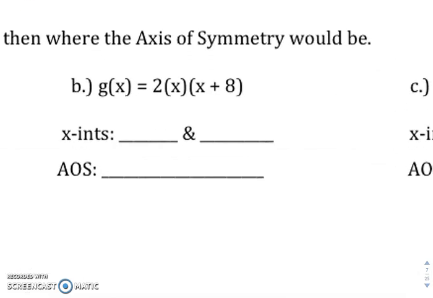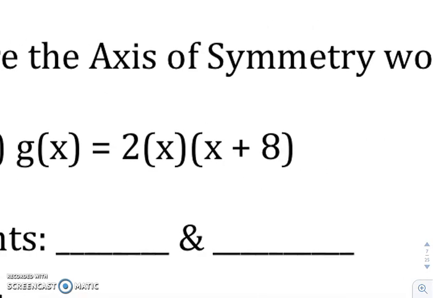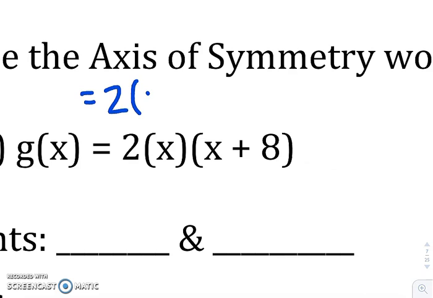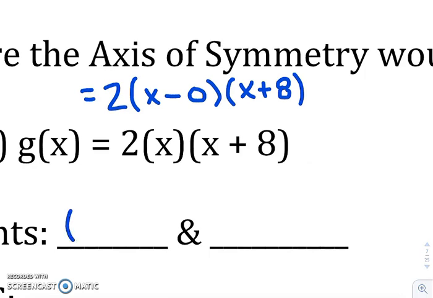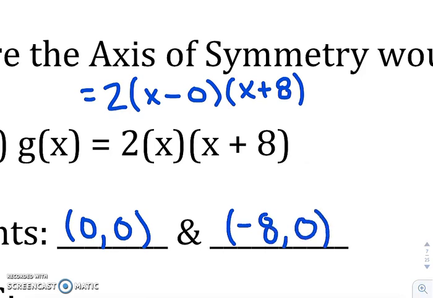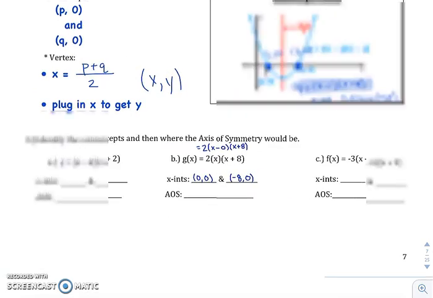So if we look at B, even though there's not a number inside there with that x, we can always put a plus or minus 0. That won't change the value of anything. So our two x-intercepts are going to be 0 and -8. Remember, yes, it's a plus 8 in the equation, but the actual x-intercept itself would be -8.